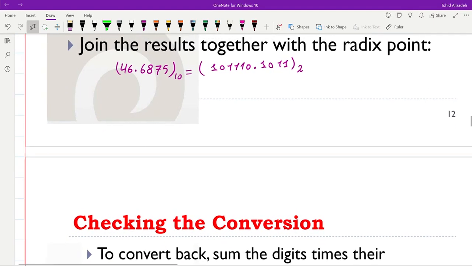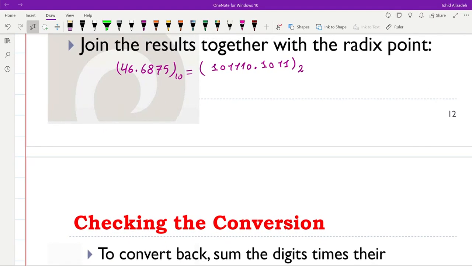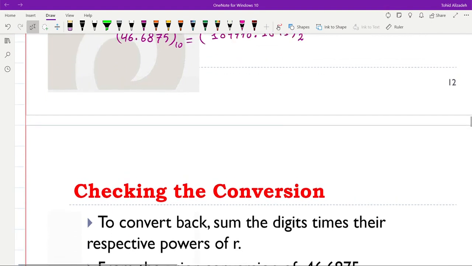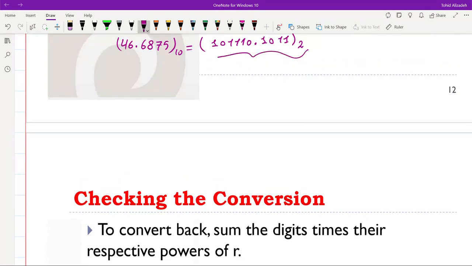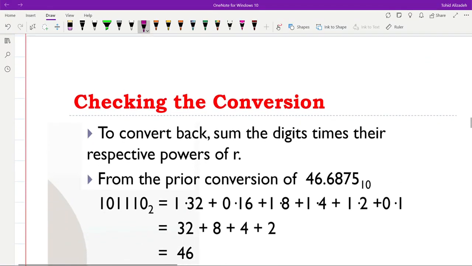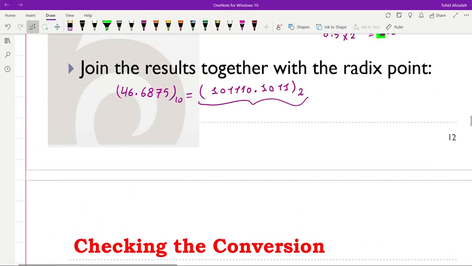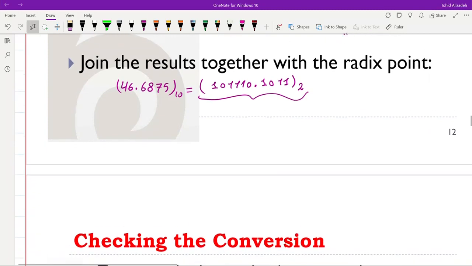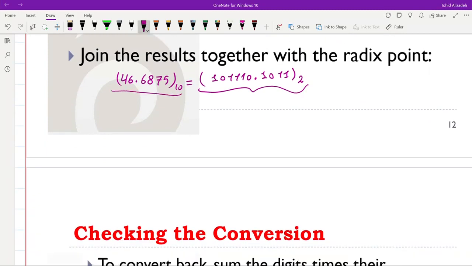And then we can check out whether our conversion is correct or not. Assuming that we have the binary number, we can find out the equivalent decimal number, and it should be equal to 46.6875. And I hope you remember how to do it. Yeah, we will have a plus sign here.